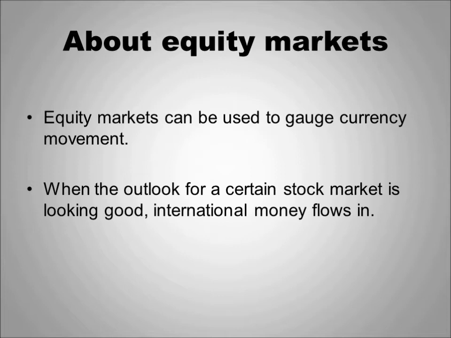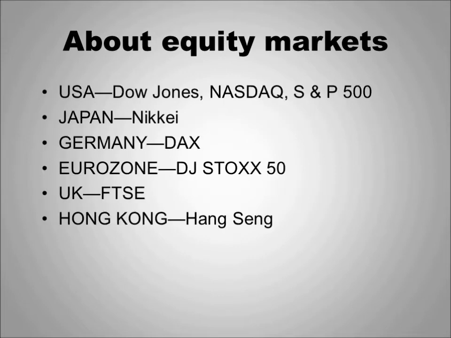Okay, so here is a list of those indices. In the USA, we have the Dow Jones, NASDAQ, and Standard & Poor's 500. In Japan, we have the Nikkei. In Germany, we have the DAX. The Eurozone has the DJ Stocks 50. The UK has the FTSE, and Hong Kong has the Hang Seng.